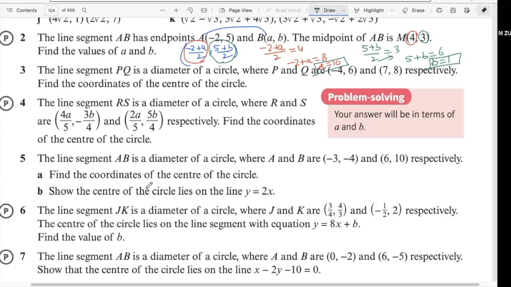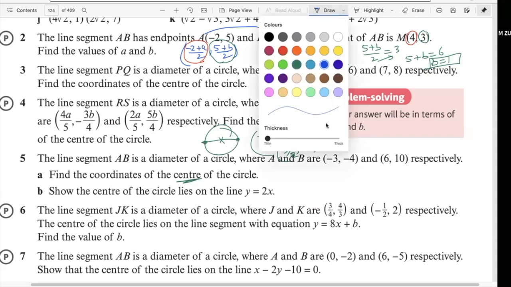Show that the center lies on this line. Okay, this is interesting. So AB is the diameter. Find the coordinates of the center. For the center, the center would lie at the midpoint of the diameter. So x1 plus x2 over 2, comma, y1 plus y2 over 2. So 3 minus 0 is 3 by 2, 10 minus 4 is 6 by 2. So the coordinates are 3 by 2 and 3.